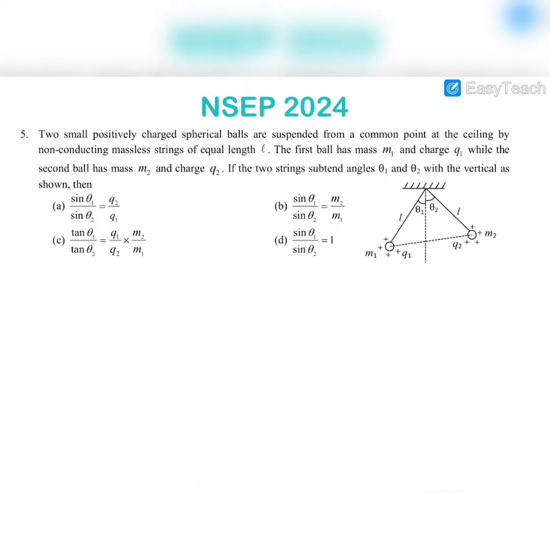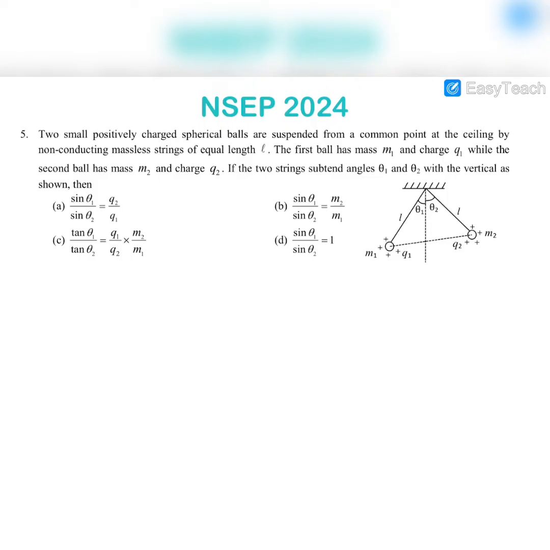In this question, you can see that there are two positively charged spheres, and the masses are different. They are connected with ropes of the same length L, and are hinged at the same point, this point. So this system is in equilibrium, and in equilibrium their ropes are subtending an angle of theta 1 and theta 2 with the vertical. So we have to choose the correct relation between theta 1 and theta 2 for the given system, assuming that obviously the system is in equilibrium. So this is a very simple question.